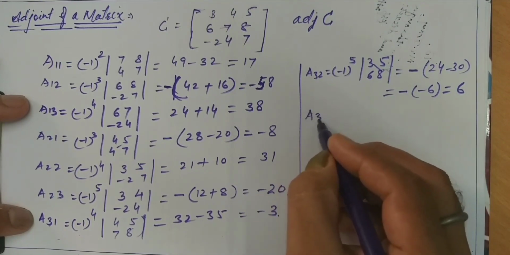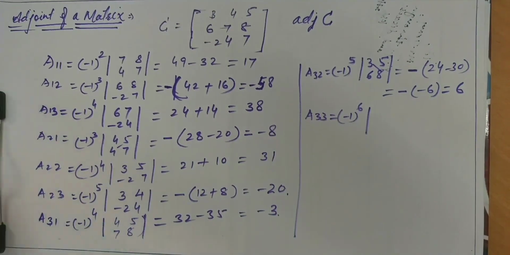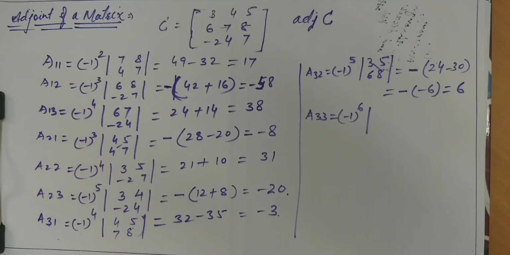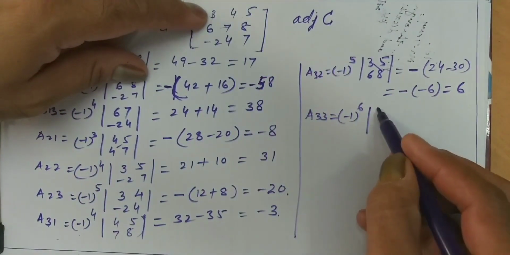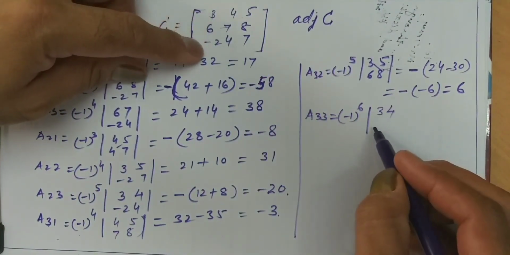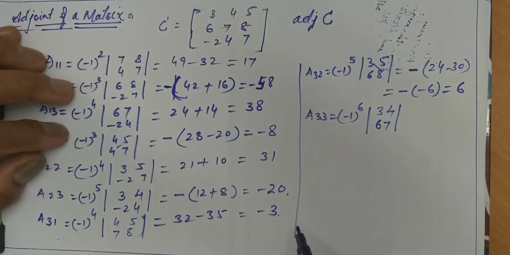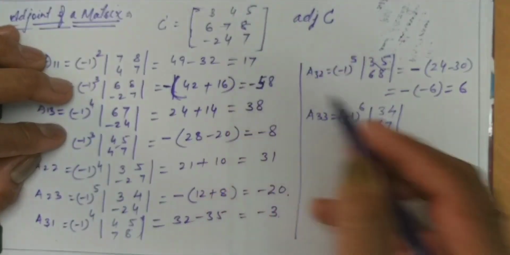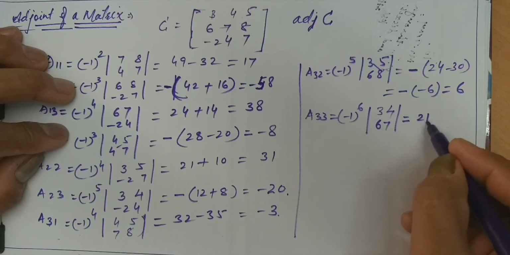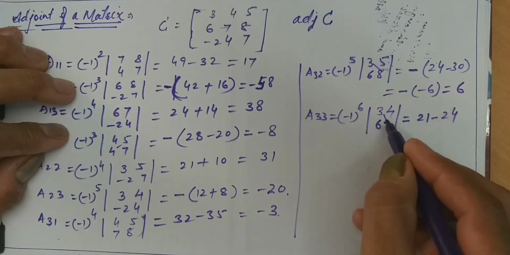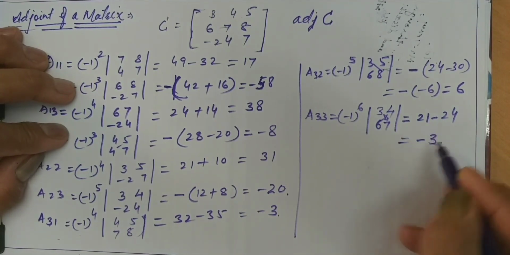The last element A33, last cofactor, minus 1 to the power 6, and the subdeterminant is this, leaving this way, so 3 4 and 6 7, which is equal to minus 1 to the power 6 positive, 21 minus 24, which is equal to minus 3.